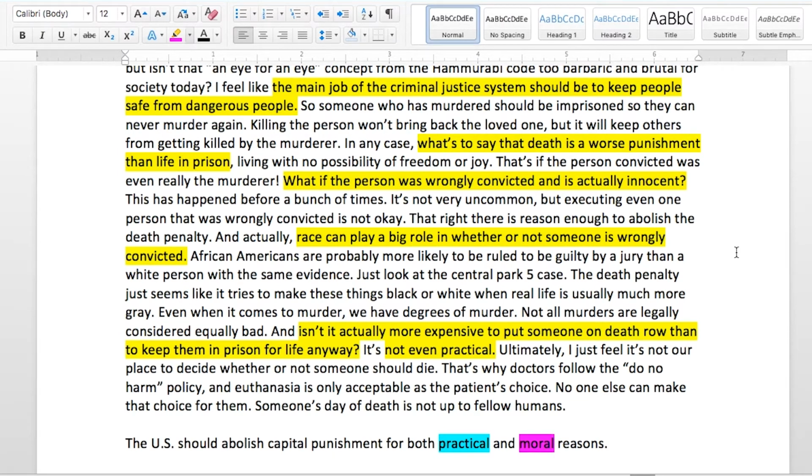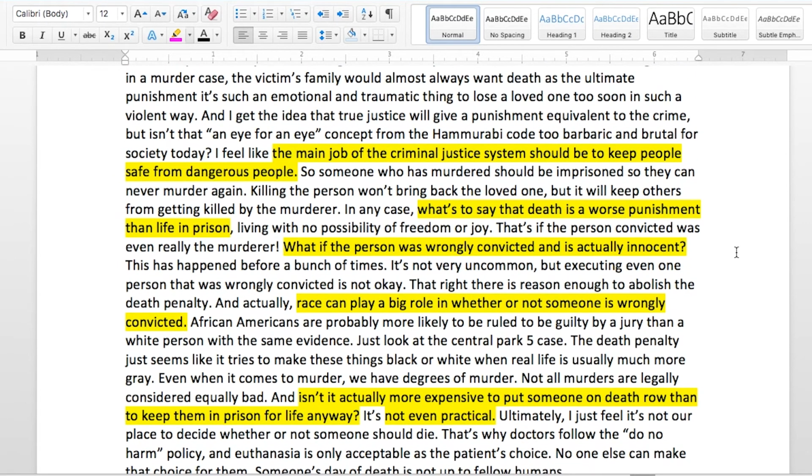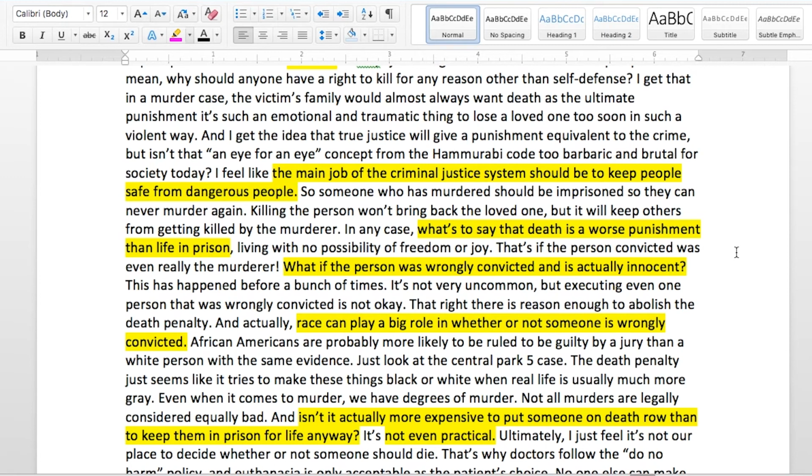Okay, because now I can go back to my free write and start to categorize all of my reasons. So let's go one by one. The main job of the criminal justice system should be to keep people safe from dangerous people. That seems to me to be more of a practical reason, just the function of the criminal justice system. What's to say that death is even a worse punishment than life in prison? That one's a little tricky. I think it would probably belong more in the practical category.